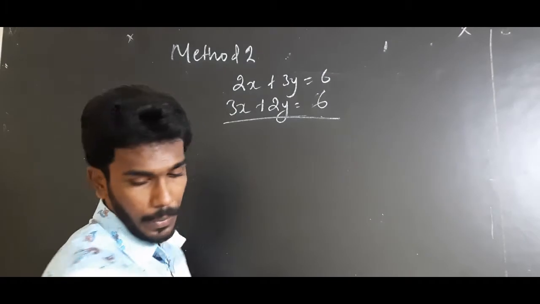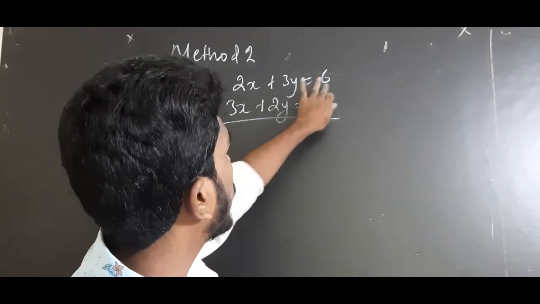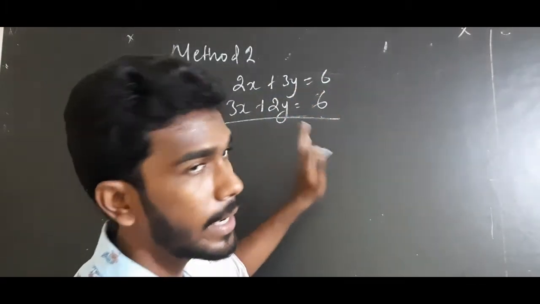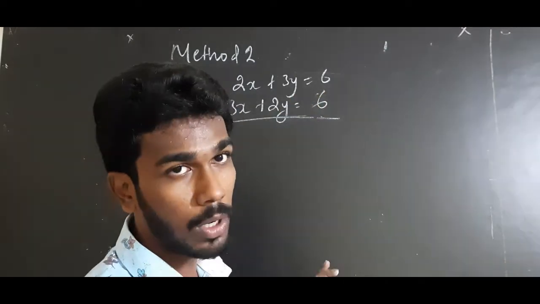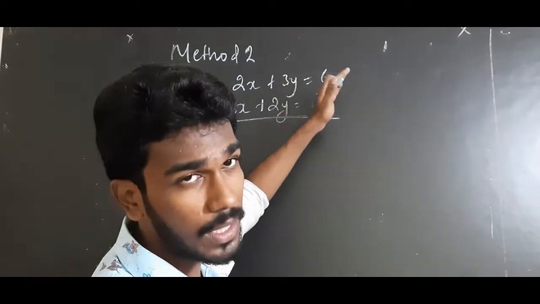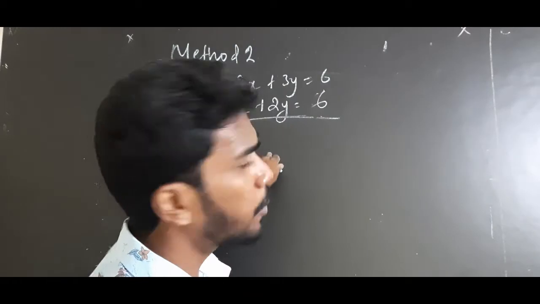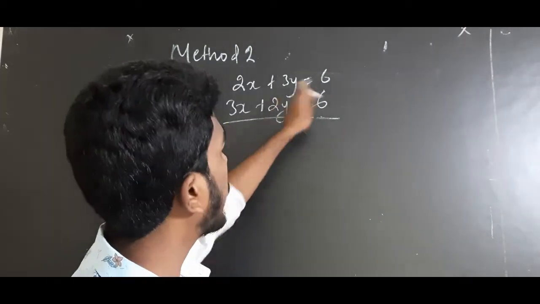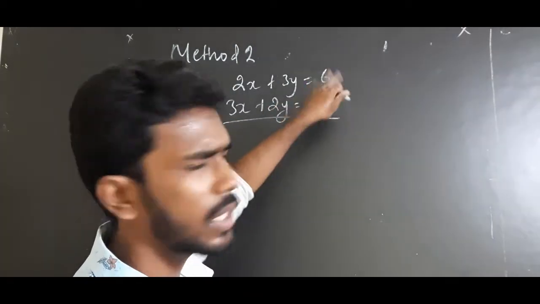Now in method 2, I have framed the equations 2x plus 3y equal to 6, 3x plus 2y equal to 6. It doesn't mean both RHS will be the same in all scenarios. You may have different right hand side values, but the steps I am going to follow will be the same. You may have a different number in the RHS, 6, 8, whatever it is.